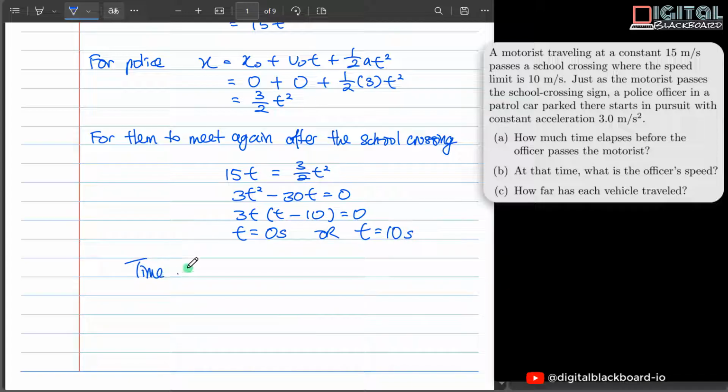So the time elapsed is equal to t minus t naught. In this case, it is just 10 minus 0 equals 10 seconds. Now this t equal to 0 seconds is when they first met at the school crossing. And this time t equal to 10 seconds is when they met again, when the police officer finally catches up with the motorist. So that's the reason why we selected this time instead of the 0 seconds.